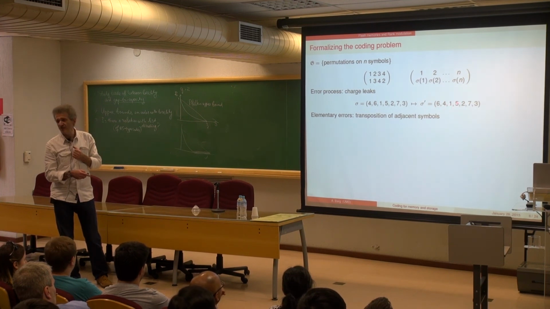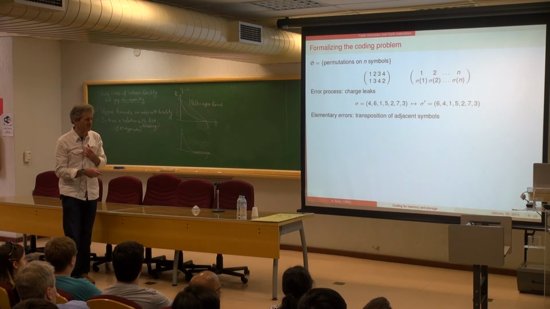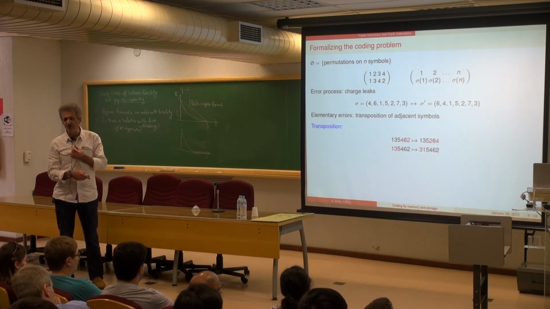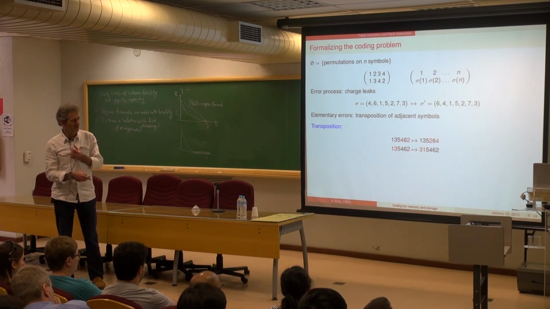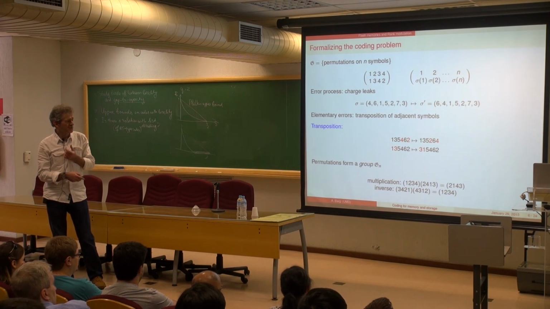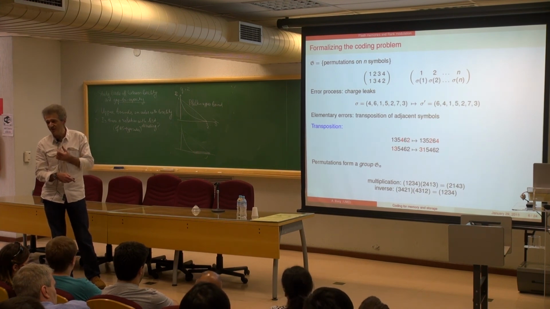6 and 4 have been swapped. 4 had been rank 1 and 6 rank 2. But after the error, they have swapped their positions. This is a general transposition. This is an adjacent transposition, and we are interested in the bottom row here. Permutations, of course, form a group, the symmetric group, under multiplication. We can take an inverse of this permutation, and we get the identity permutation. The identity permutation does not change anything.